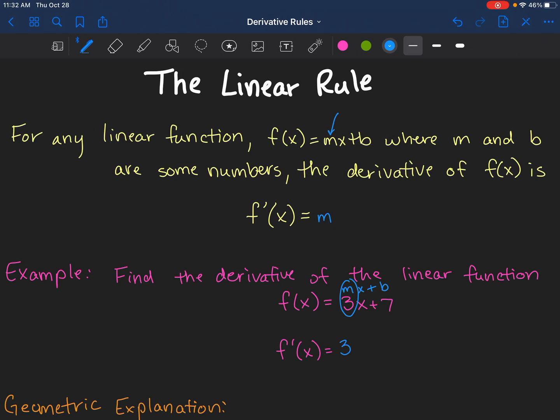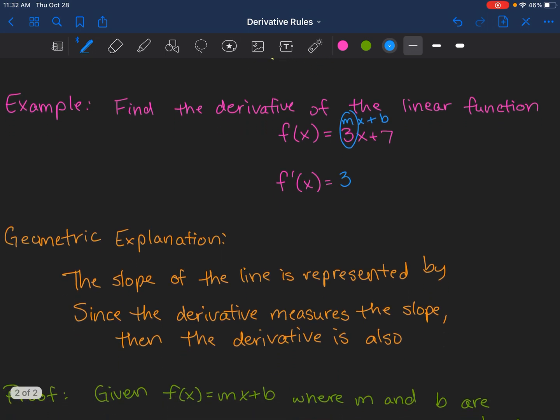Now, I'm going to go into this for just a second with a geometric explanation first, and then I'll talk about how to prove this, again, using some of our calculus skills. So let's start off. The slope of the line is always represented by the letter m. Since the derivative measures the slope, then the derivative is also going to be m, regardless of whatever number that may be. And the same idea works even if this was a constant function, because I could write a constant function as f of x equals 0x plus 5. And in that case, the slope is just 0, so my derivative is 0. So that goes back and re-explains the constant rule again.